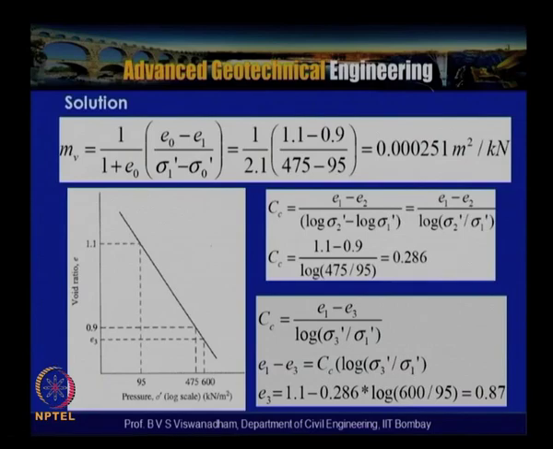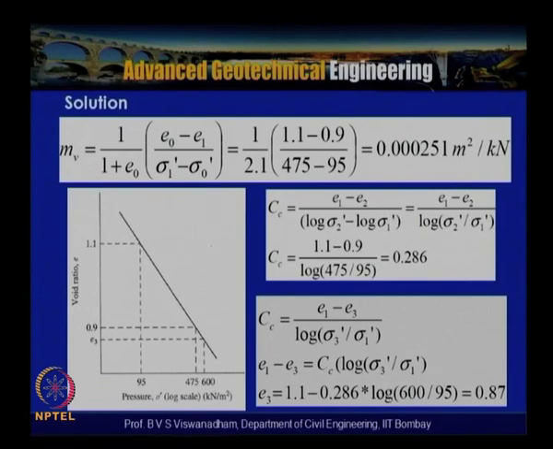what we wanted to know is the void ratio of the soil at a pressure of 600 kilopascals. For that, by taking the same slope, that is Cc known to us as 0.286, and the initial void ratio known to us as 1.1, e3 is required to be found out.